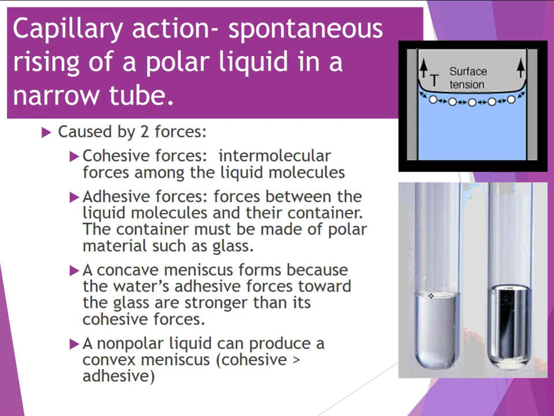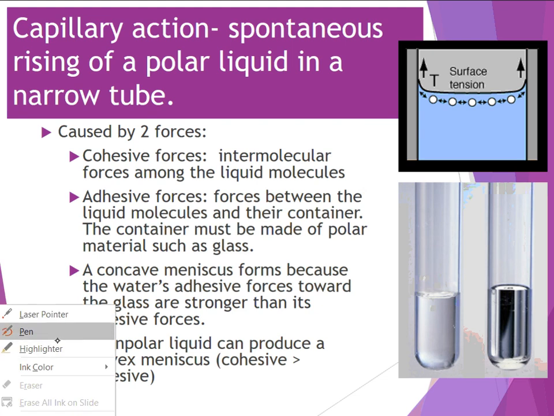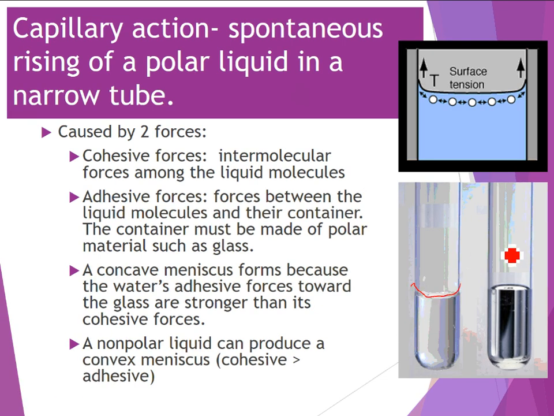Instead of seeing a concave meniscus like we see when the glass is polar, if it were mercury, which is not going to be attracted to glass, we'll see a convex surface. When we see a convex meniscus, that means the cohesion is greater than the adhesion. When we see a concave meniscus, that means the adhesion is overcoming the surface tension.